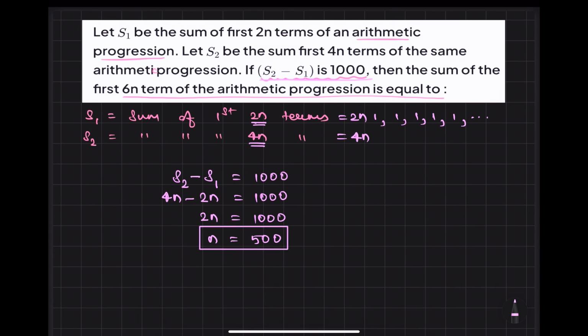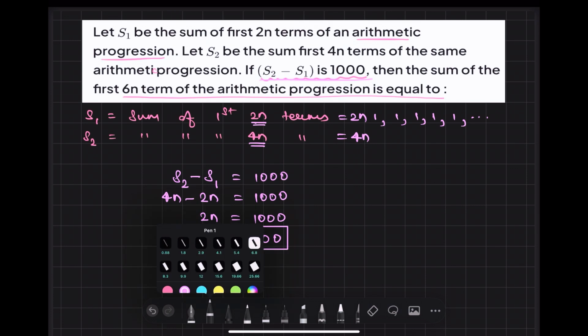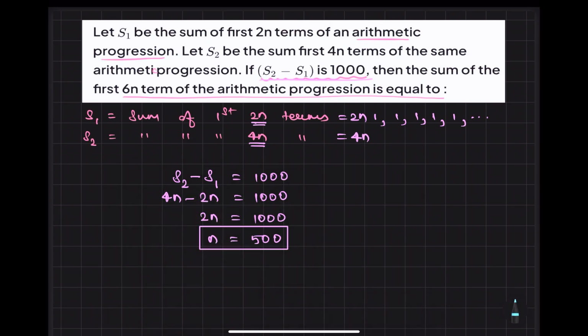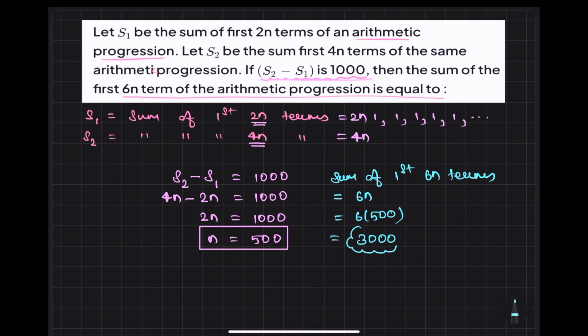So we got the value of n. Now what is the idea? We have to calculate the sum of the first 6n terms. So the sum of the first 6n terms will become 6n, correct? And we know that the value of n is 500, so this will become 6 times 500, which is 3000. I hope the idea is clear and you guys can handle similar situations.